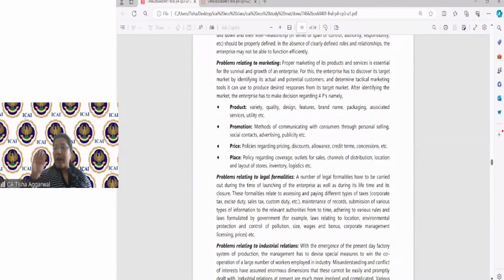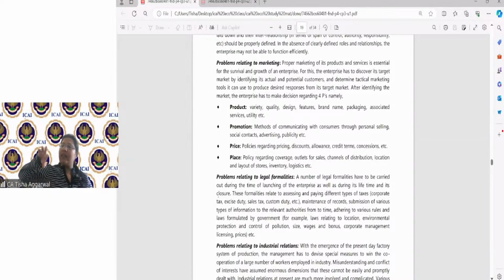Promotion. Your product, if lying on the shelf, will not speak for itself. You have to promote it. You have to advertise it. You have to personally sell it. You have to do publicity of it. Correct? Price. What will be the price of it? What will be the discount of it? How much is the allowance? What are the credit terms and conditions? Are you giving any concession to it? That is the price.